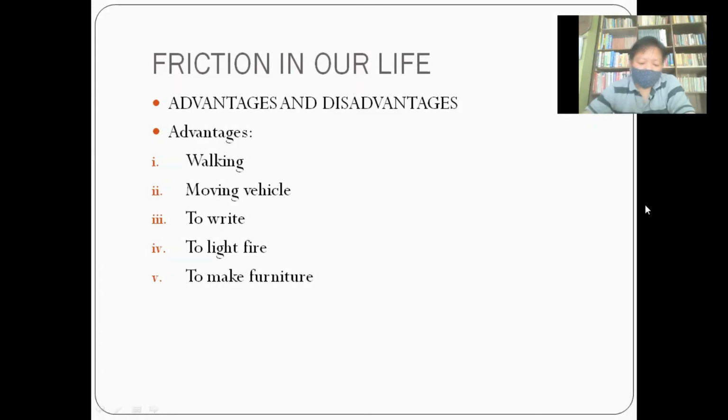Number two, moving vehicles. Friction is generated between the tire or wheel and the road surface. This helps to control the vehicle. For controlling speed, there are grooves on the surface of the tire. And number three, to write. We are able to write because there is friction between pen and paper.